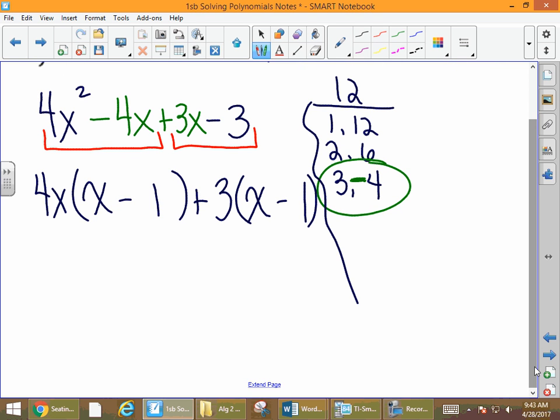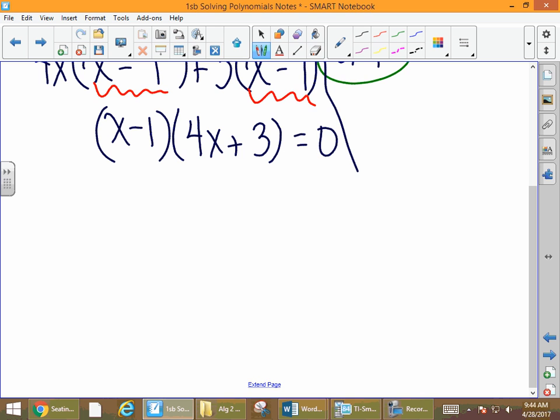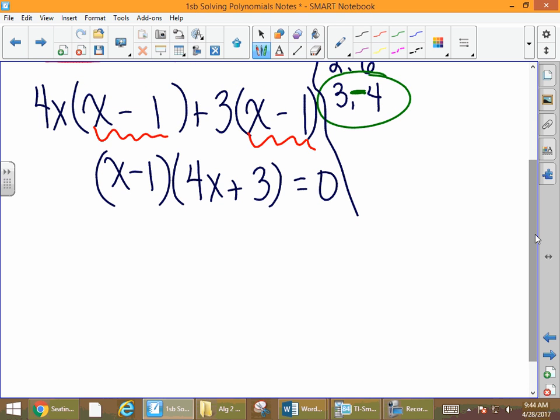Which is going to work out well for us because in each group, we have an x minus 1. And then our single values that are left are going to form the second binomial in this factoring, 4x plus 3. But what we're trying to do on these problems is solve the quadratic. So we're going to take x minus 1 and set it equal to 0. We're going to take 4x plus 3 and set it equal to 0.